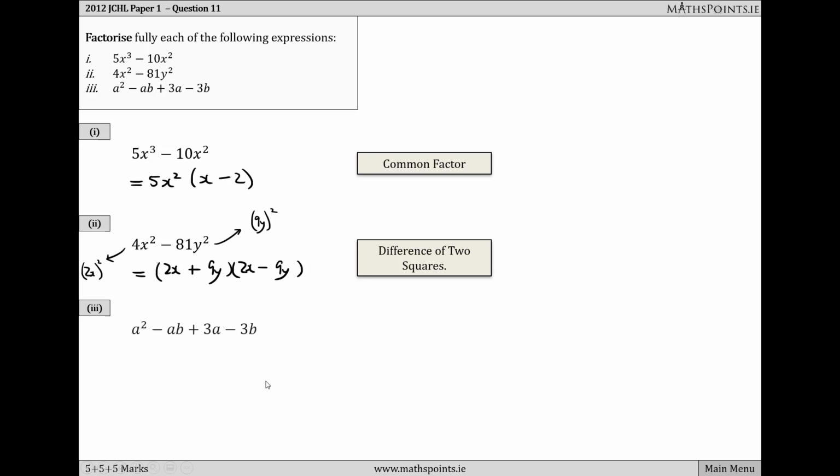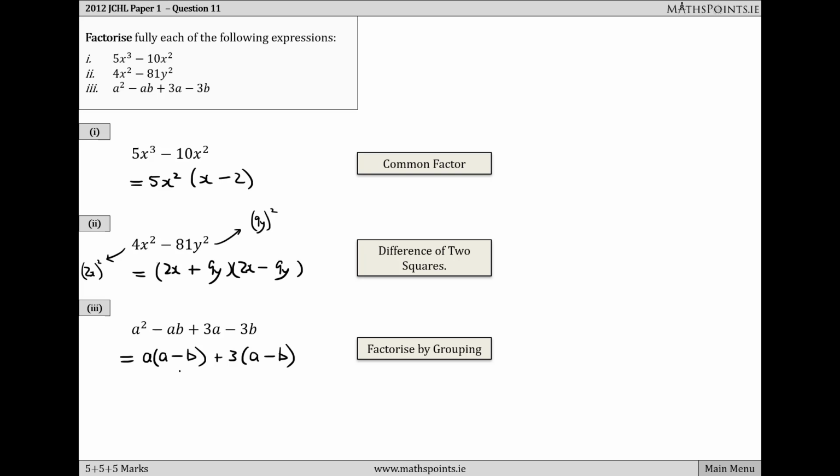We can see that the final expression is factorized by grouping terms together. So if we take the first two terms, we can see that a common factor is a. A into a squared goes a times, and a into minus ab goes minus b times. If we then group the second two terms, we can see that a common factor is plus 3. Plus 3 into plus 3a goes a times, and plus 3 into minus 3b goes minus b times.